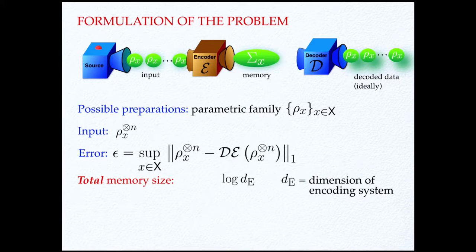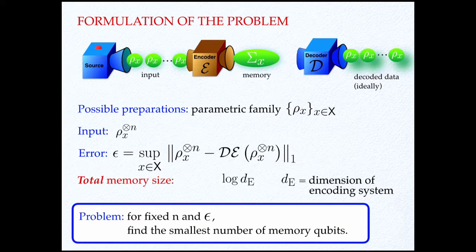Our states belong to some parametric family, rho of x. Our input is n copies of rho of x. As an error, I will consider the worst case error over all possible states that we may want to compress. So again, no probability here, just worst case over all possible values of x. And at least for the moment, I will care about the total memory size. For the moment, I will not care about how much of this memory can be made classical and how much of it is quantum. I will just care, at least for most of the talk, about the total size of the memory. So we'll take the dimension of this memory system, take the log, so I will measure it in qubits, and see how small we can make this.